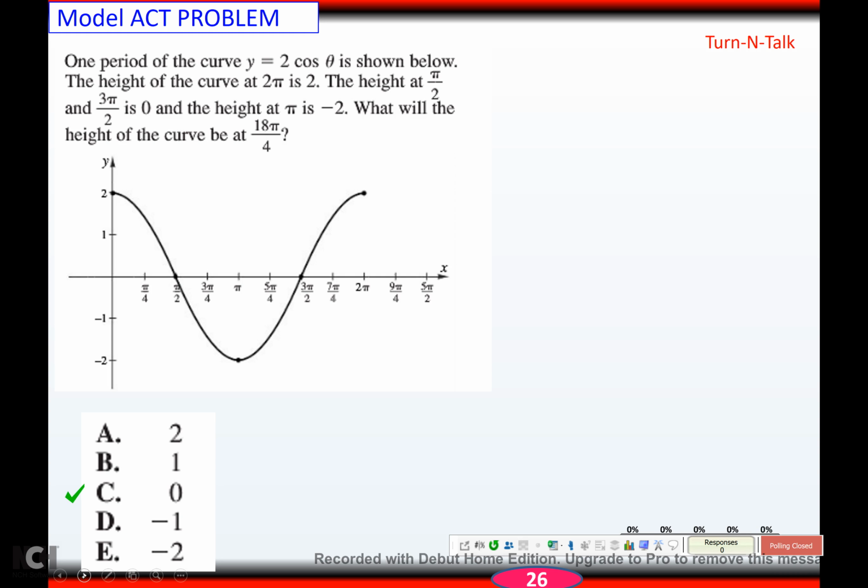All right, one period of the curve y equals 2 cosine theta is shown below. The height of the curve at 2 pi is 2. So at 2 pi, the highest point is at 2. The height at pi over 2 and 3 pi over 2 are zeros. See how they cross the x-axis? And the height at pi is negative 2. So what will the height of the curve be at 18 pi over 4?